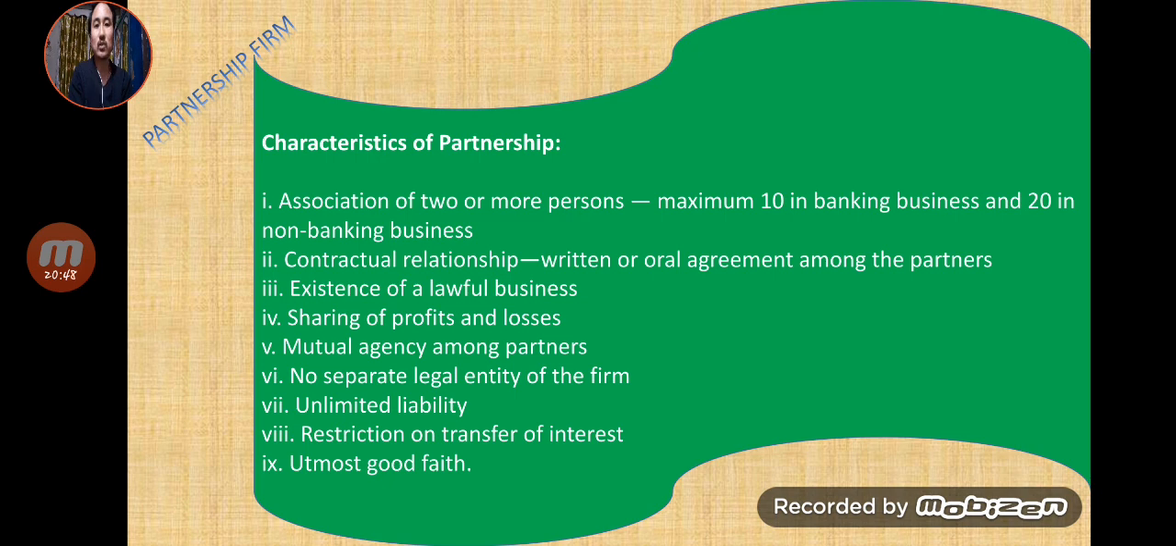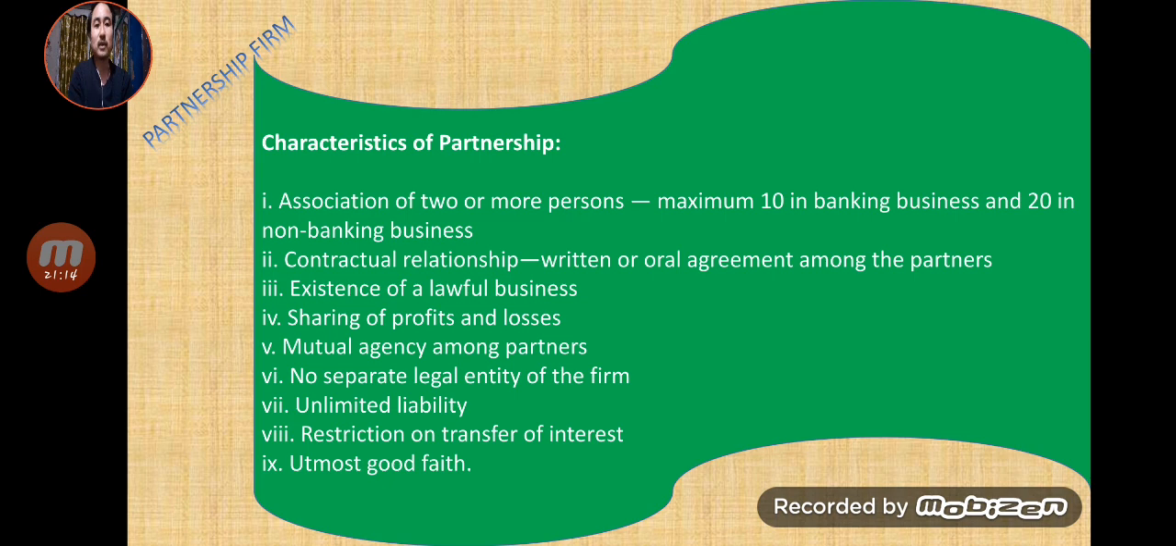Then contractual relations, written or oral agreement. The agreements can be either written or oral, but it's better to have a written contract, because who knows what will happen in the future. Whatever problems might occur in the future, everything needs to be written in advance in the contract, so that there won't be any problem, or even if there is a problem, there are fewer problems.